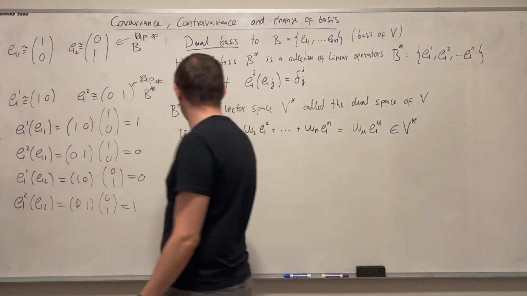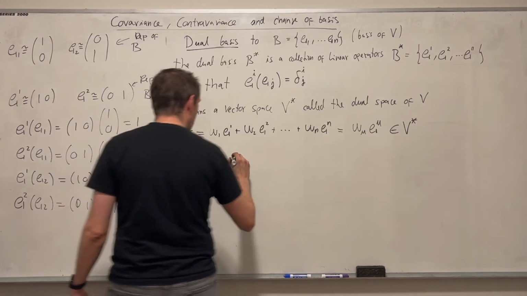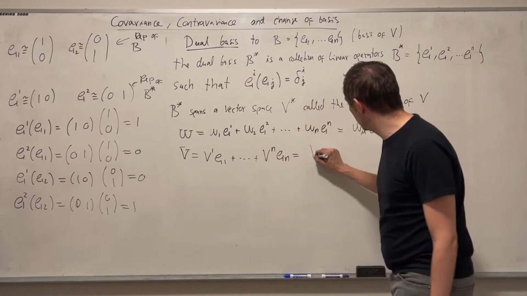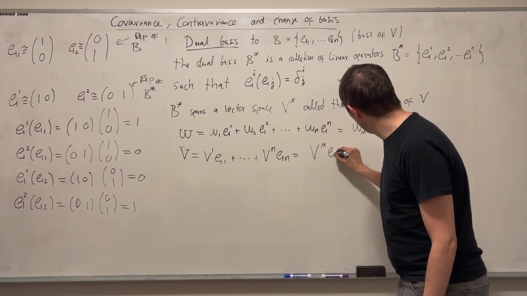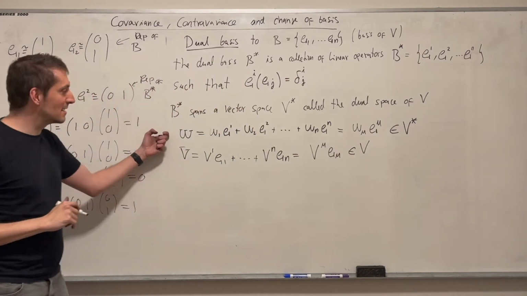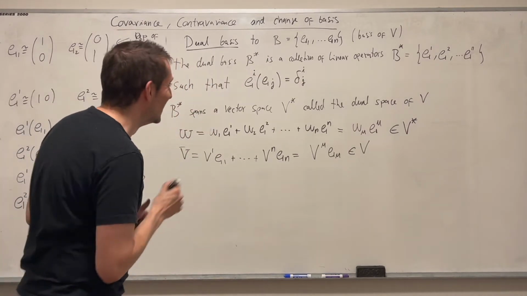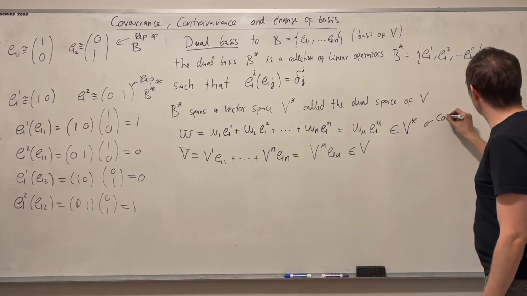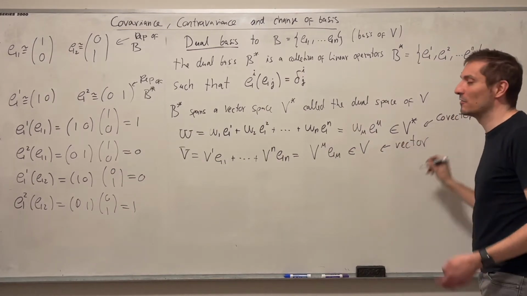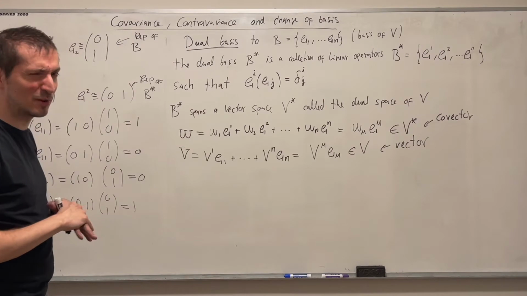Now I can get V, which is V1 E1 plus Vn En, which in index notation would be V mu E mu, an element of V. So you see, I have an element of the dual space, a vector of the dual space if you want, oftentimes called a covector. So let me call this thing a covector, and let me call this thing a vector. This is a physicist's way of calling things. Mathematicians would roll their eyes at you if you start calling them that. But it's fine, let's call them that because we are mostly physicists.